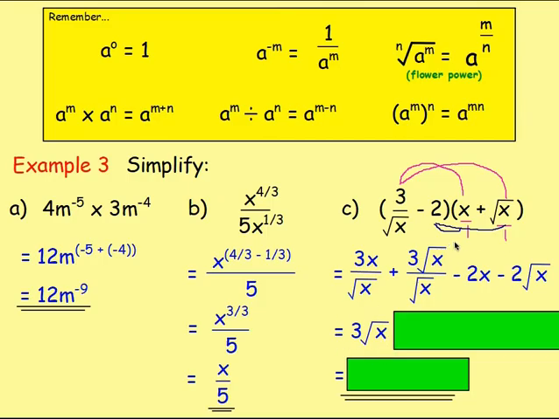With the next one, well, you've got root x in the top, you're multiplying by it, you're also dividing by it on the bottom, so they'll cancel, leaving you with 3. You've still got the minus 2x, can't do anything with that, and we've still got the minus 2 root x, can't do anything with that.